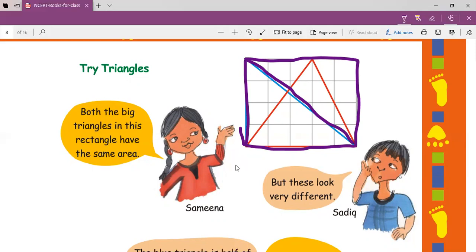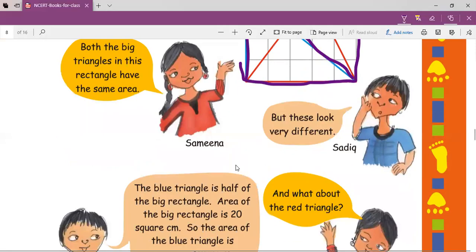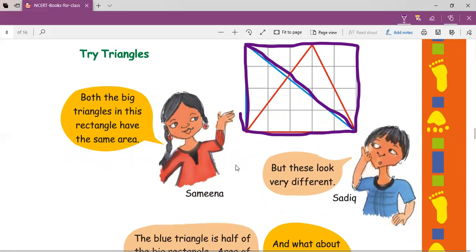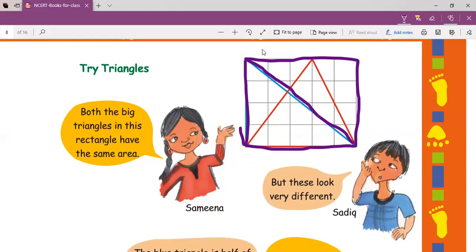Now what is it saying? The area of the big rectangle is 20 square centimeters. The area of this whole rectangle is 20 square centimeters. So what will be the area of this triangle? What I told you: when it is a half, you'll divide it by 2. Tell me, what answer will come? You can also tell me what is half of 20, it is 10. But if it is possible, try to divide.